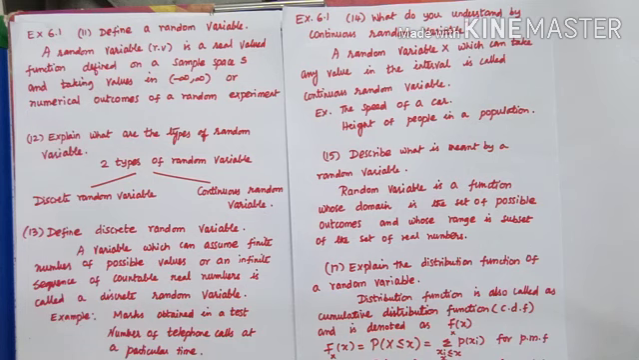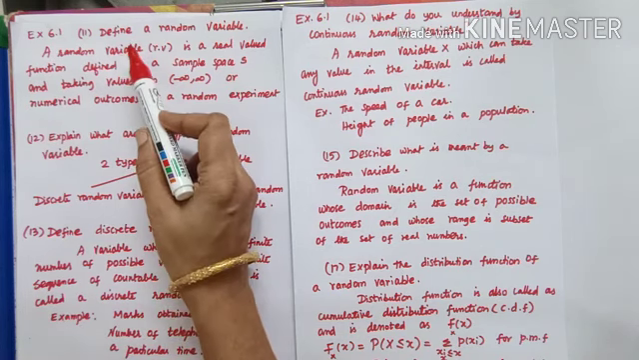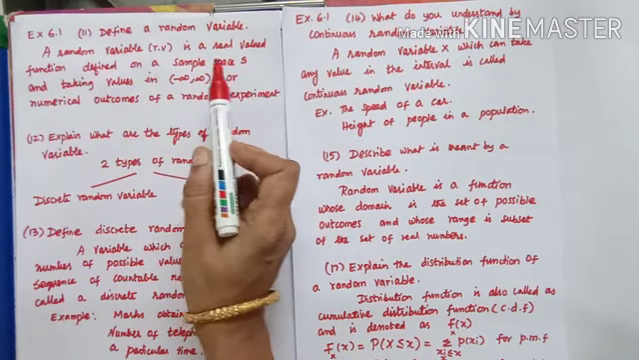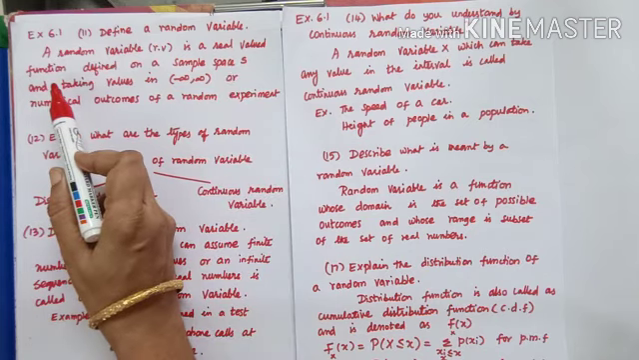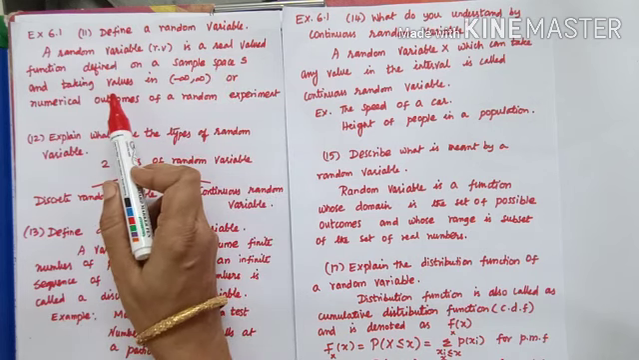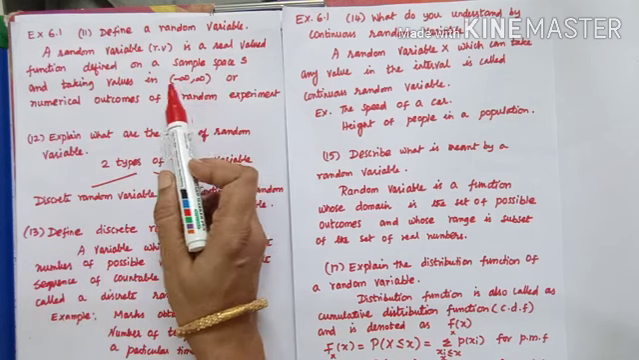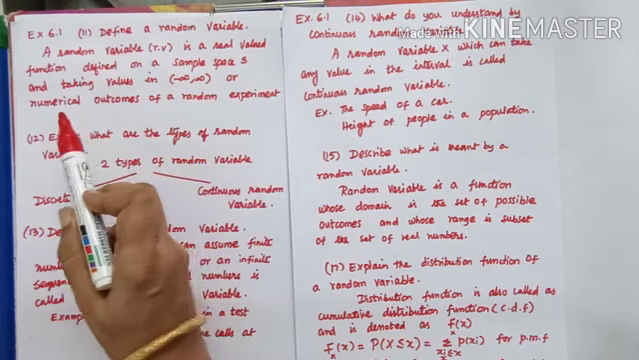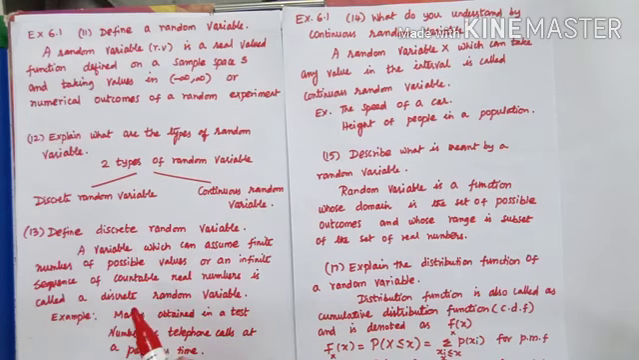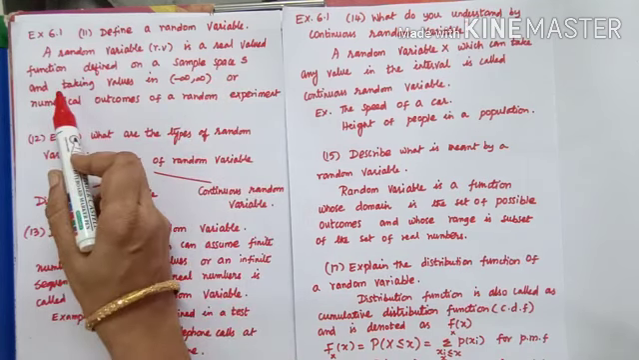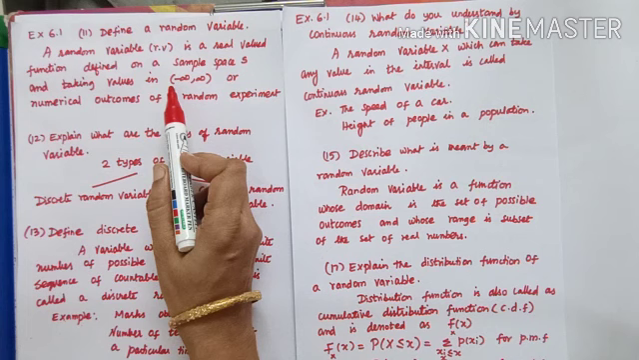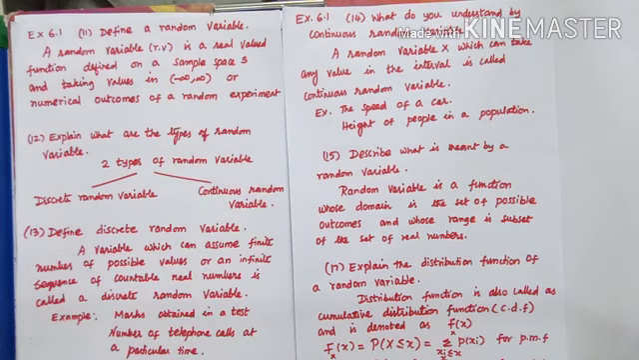Exercise 6.1, 11th question, define a random variable. What is a random variable? It is a real valued function defined on a sample space S, and it takes values in the interval minus infinity to plus infinity, or numerical outcomes of a random experiment. So which are the key words? It's a real valued function. The domain is the sample space and it takes values from minus infinity to plus infinity.